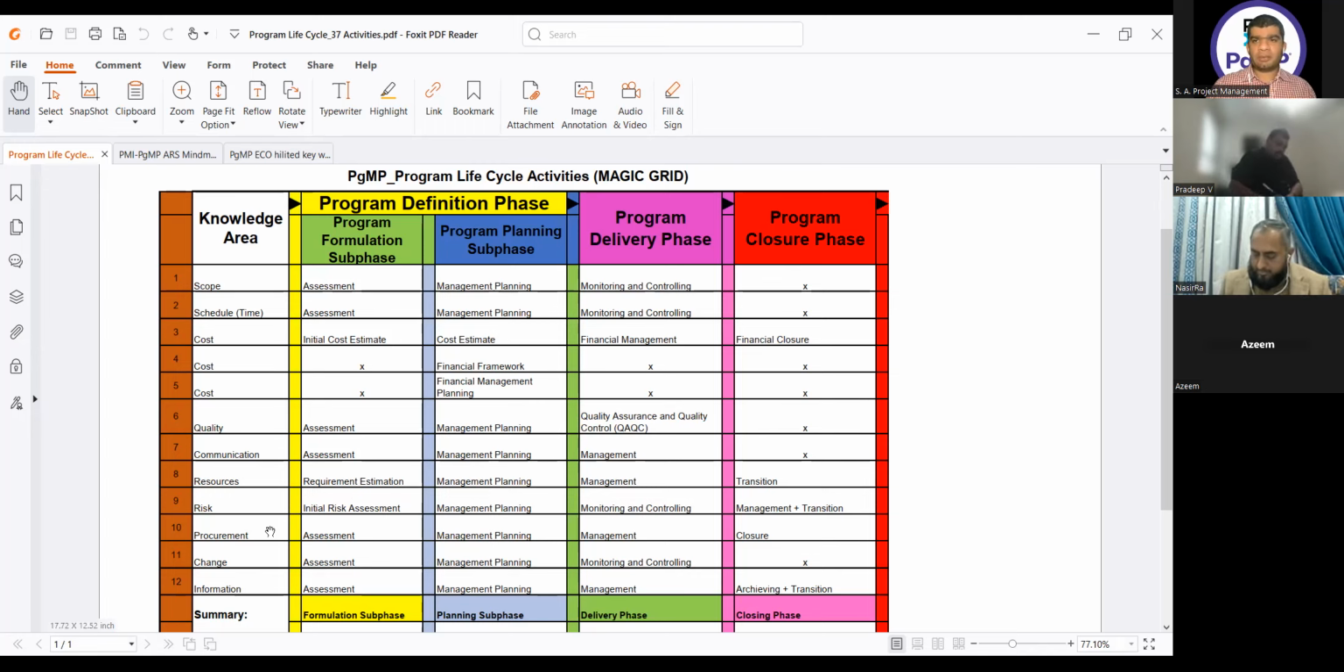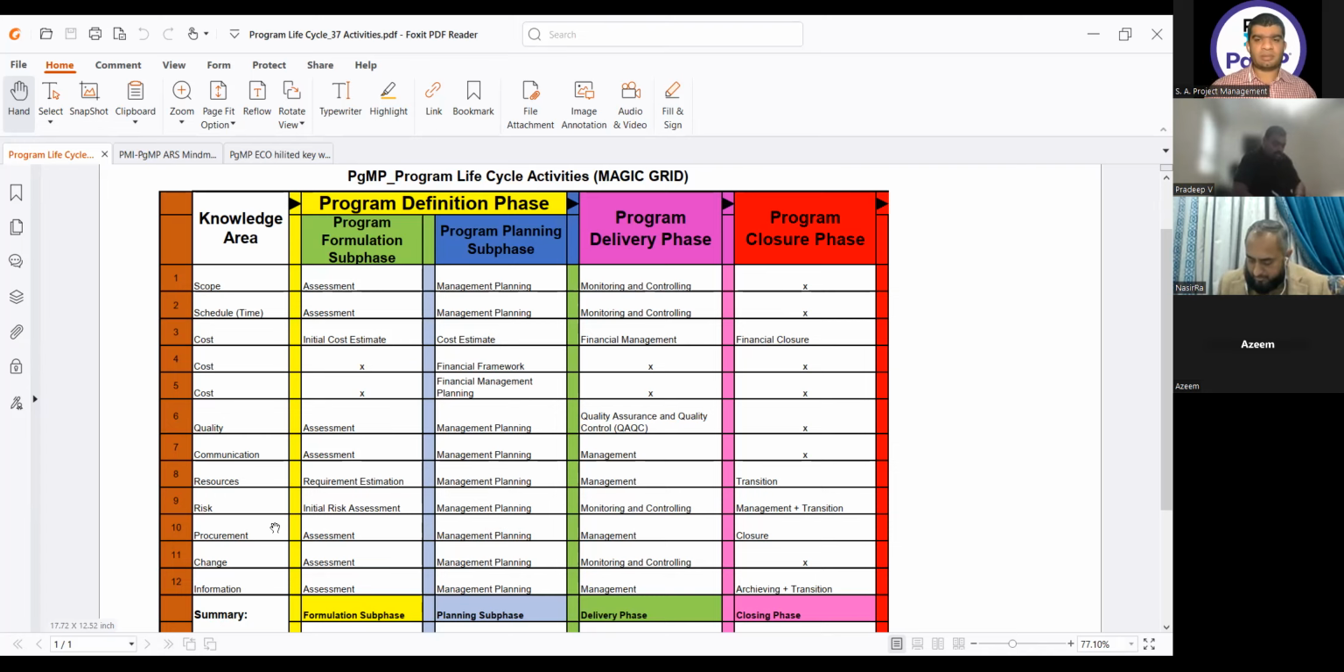Then we have procurement. In the formulation phase, we have assessment, then management planning, then management, then closure, procurement closure. Today we are not writing stakeholders because we know that in stakeholders there is no activity here.